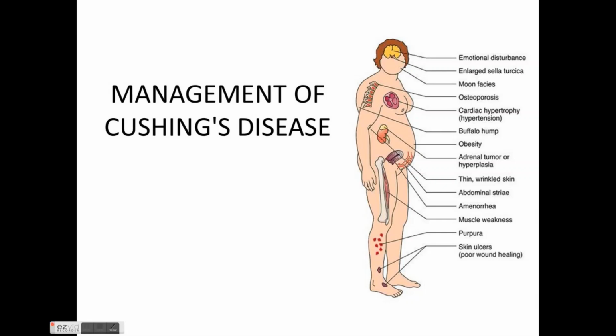I'll be talking about the management of Cushing's disease. So, as you can see in the cartoon, Cushing's disease presents with emotional disturbances, enlarged face, moon facies, osteoporosis, cardiac hypertrophy, buffalo hump, obesity, adrenal tumor or hyperplasia, thin wrinkled skin, abdominal purple striae, amenorrhea, muscular weakness, especially proximal myopathy, purpura, skin ulcers with poor wound healing.